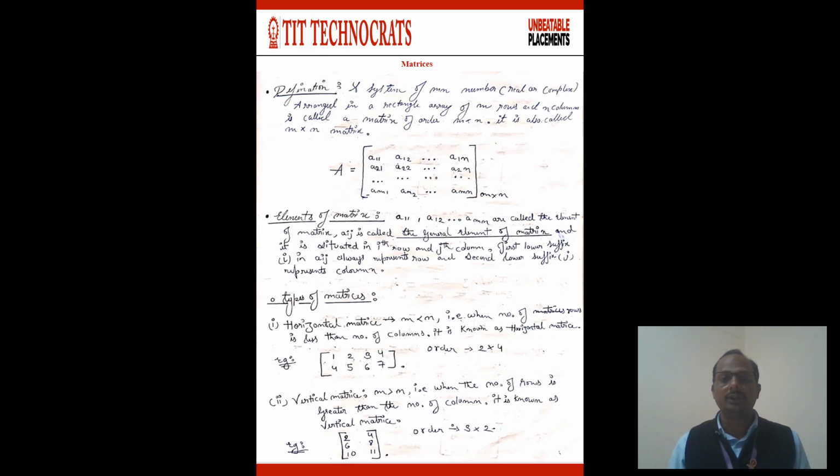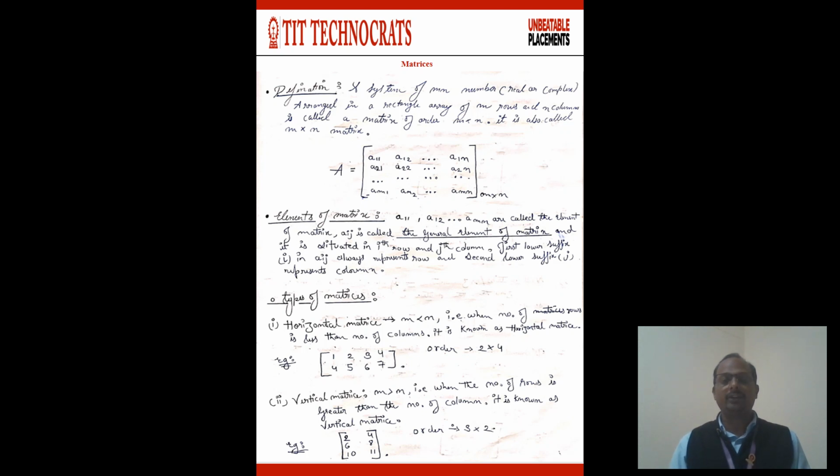You can see here there is a matrix A equal to, under the bracket, row-wise A11, A12 up to A1n. In the same way, the last row is Am1, Am2 up to Amn. The order here is m cross n. So this is the definition of a matrix.